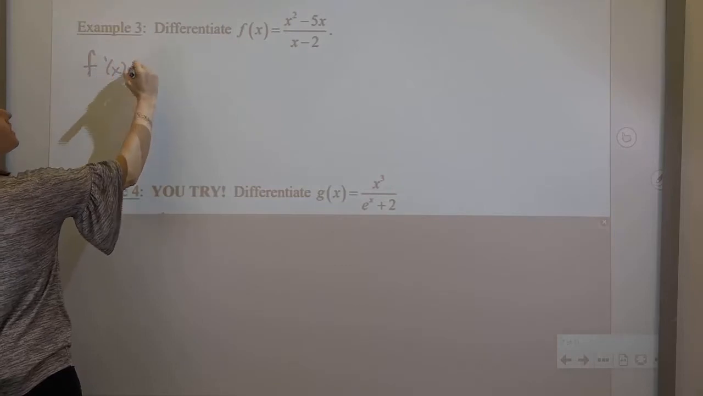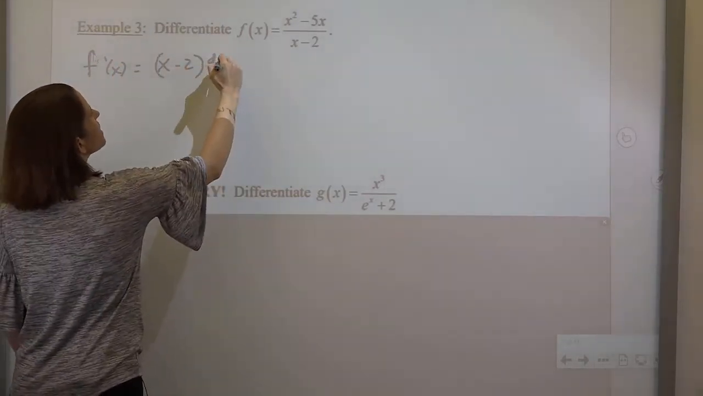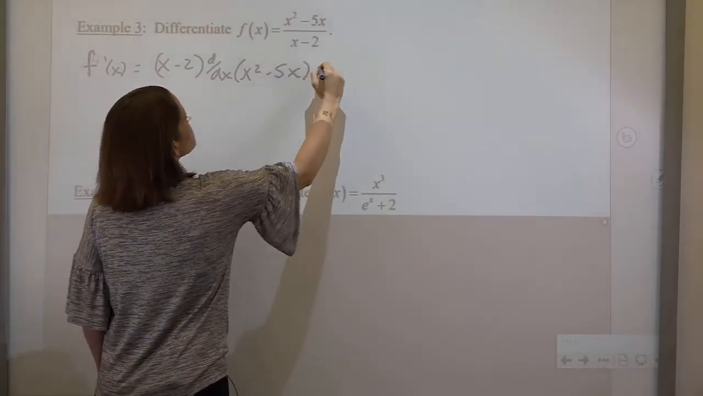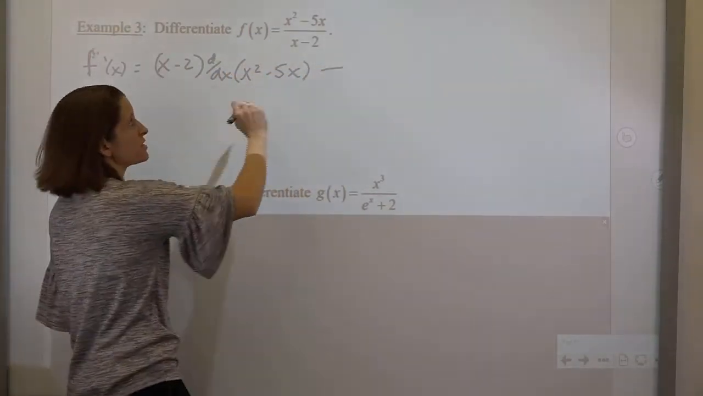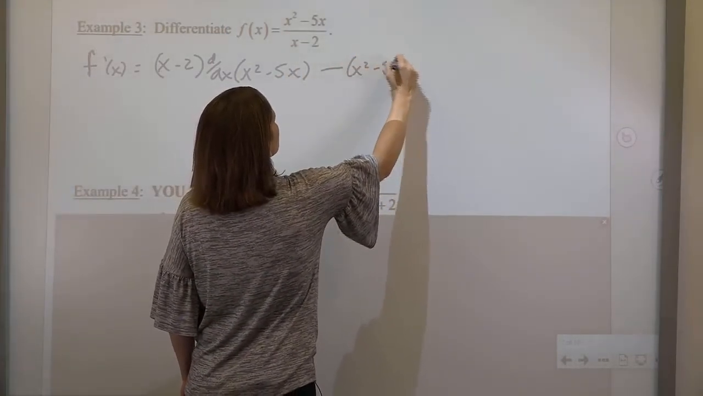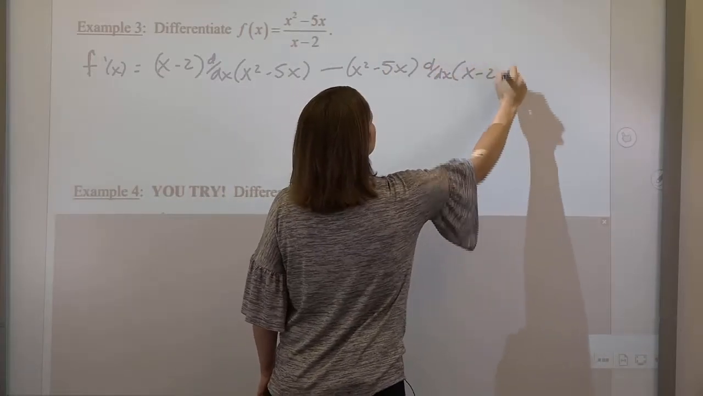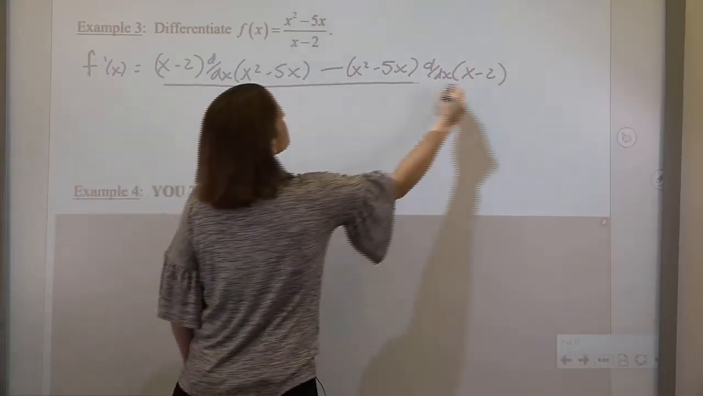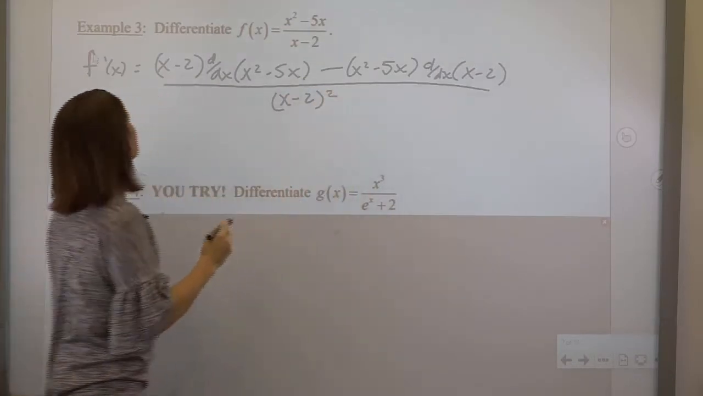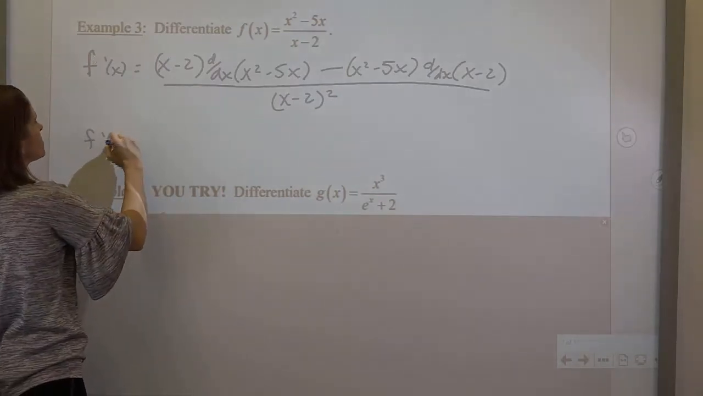The derivative is the bottom times the derivative of the top, minus (that goes with quotients and division) the top times the derivative of the bottom, all over the bottom squared. All right, so we can go back and actually finish those little derivatives.